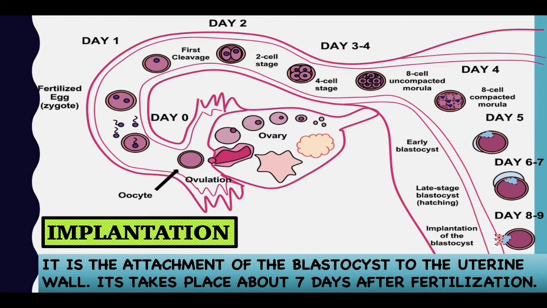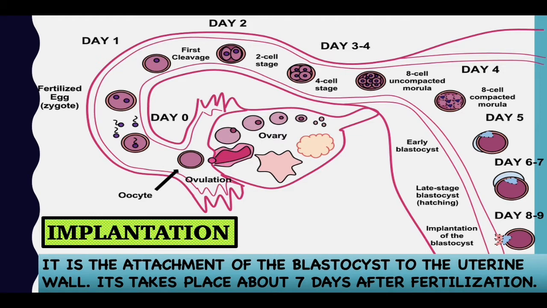Then first cleavage occurs, then day by day 2-celled, 4-cell, 8-cell, and after this the 8-cell uncompacted morula, then the 8-cell compacted morula forms, then the early blastocyst forms, after that the late stage of blastocyst forms after hatching, then the implantation of the blastocyst on the uterine wall.